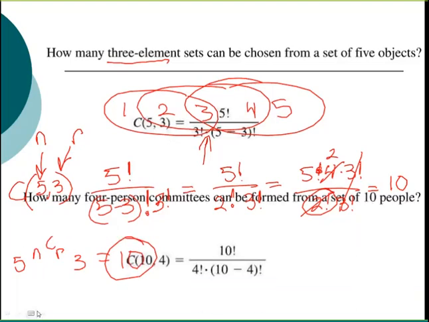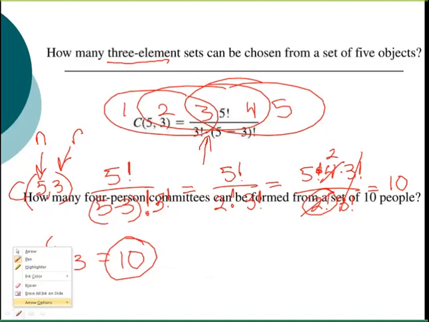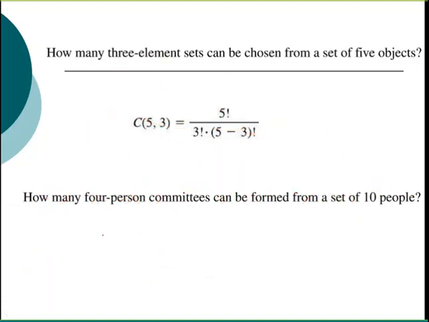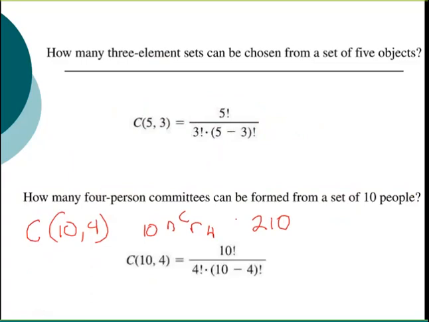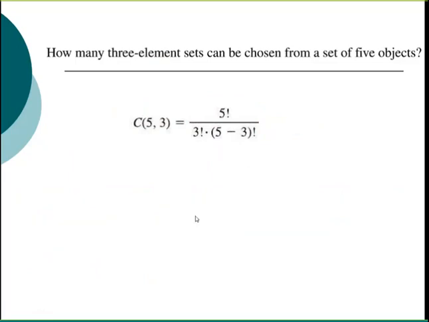Okay. Back to the problem, sorry. It says how many 4-person committees can be formed from a set of 10 people. And so here we've got 10 people is the n, 4 people is the size of the group. And so you can just type this in your calculator, 10 nCr 4. And if I do that, that gives me 210. And if I set it up using the formula, you just do your 10 factorial over 4 factorial on the bottom, and then 10 minus 4 factorial, which will also give you the 210.